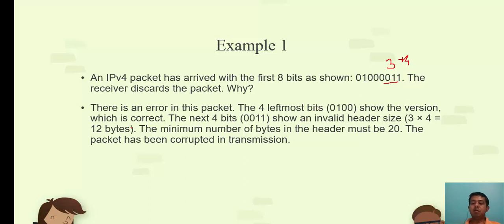Now remember, the minimum size of a header is 20 bytes. Even if I do not use options, the size of the header is 20 bytes. But if this value is 0011, this means that the header size is 12 bytes, which is wrong because the minimum has to be 20 bytes. So some mistake has occurred in the datagram. So the receiver discards this datagram because it is showing an incorrect value in the header length field.